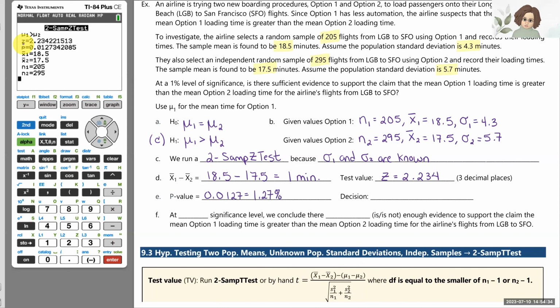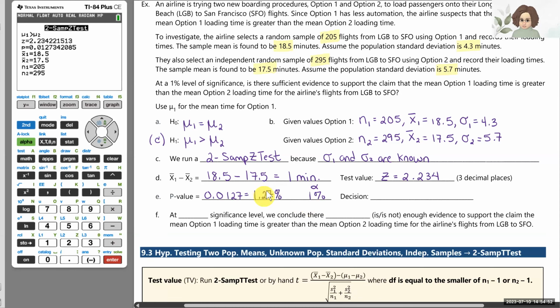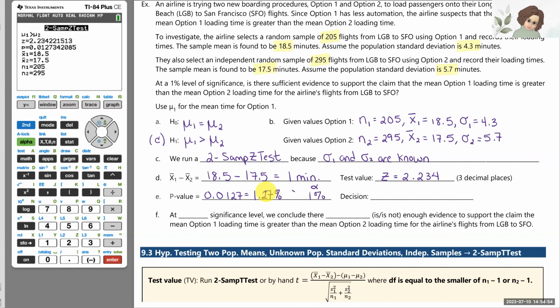All right, so we compare our p-value to our significance level alpha. So we're comparing that to 1%, that's our alpha. So in this case, our p-value is greater than alpha. It might be looking like it's getting close there, but it's still bigger. So when our p-value is greater than alpha, we do not reject the null hypothesis.